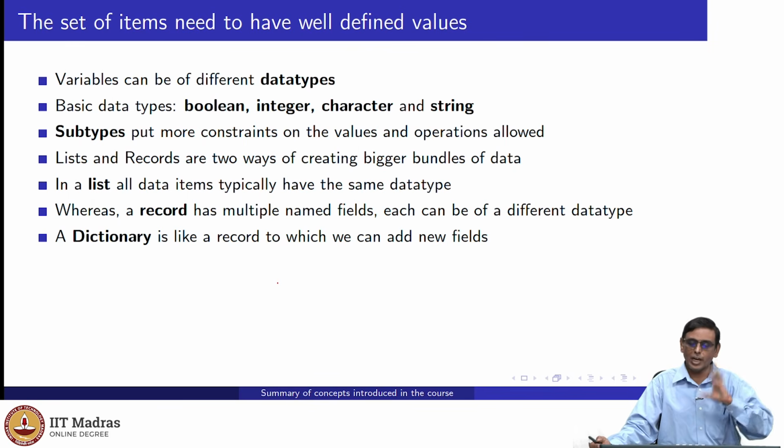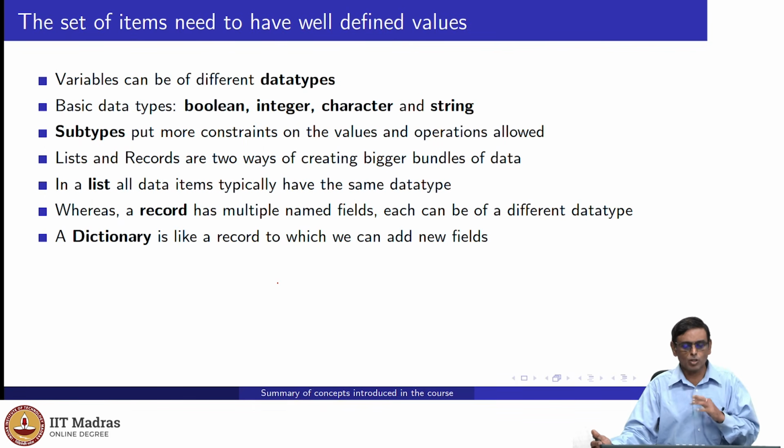So we don't want to allow negative values, we don't want to allow this, that, and so on. We can put constraints and operations also. You can say this operation is allowed, that is not allowed. Then we said we can make compound types like lists. We can make lists out of things, we can make records out of things.